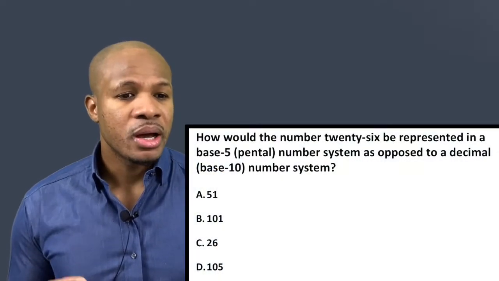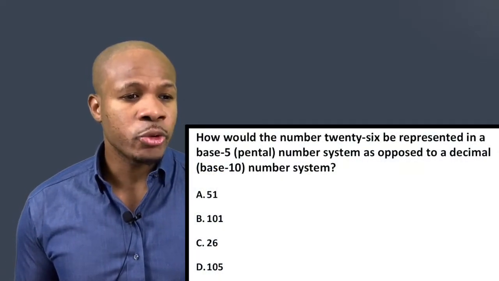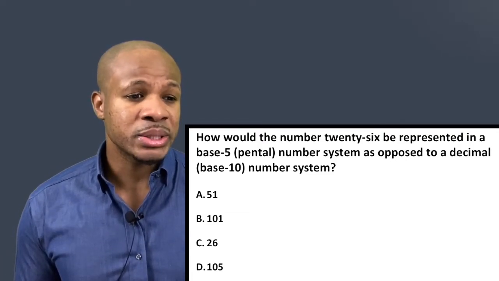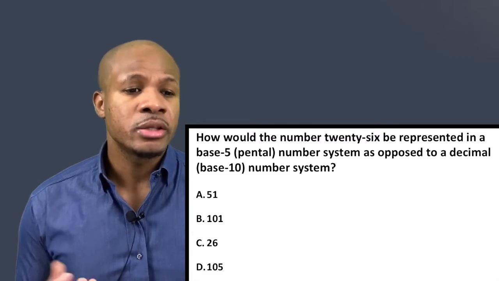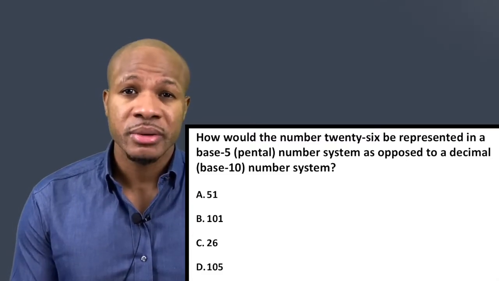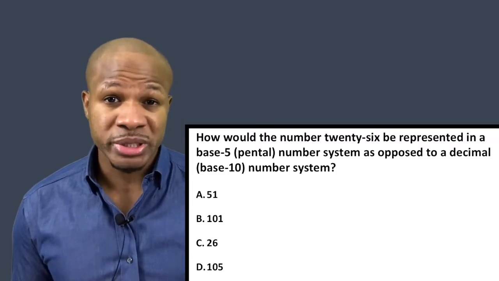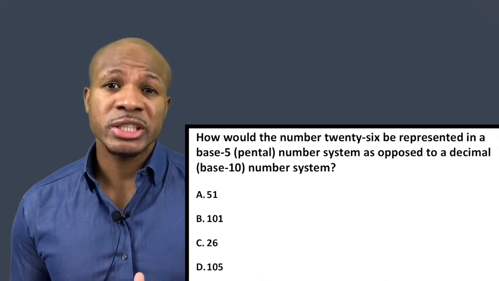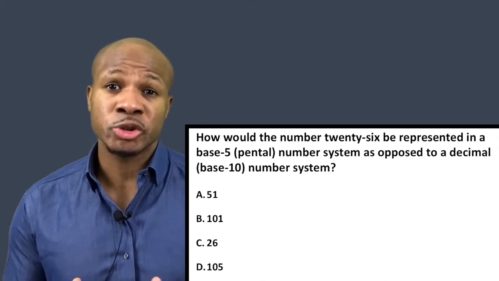Question number 1. Question number 1 states, how would the number 26 be represented in a base 5 pental number system as opposed to a decimal base 10 number system? In this question, we're being asked to represent the number 26 in a base 5 number system, which is called a pental number system. So how do we do that? First, let's make sure that we understand what a decimal system actually means.